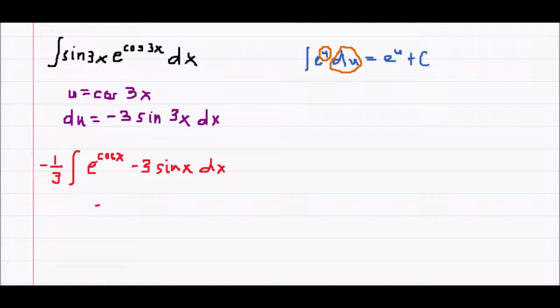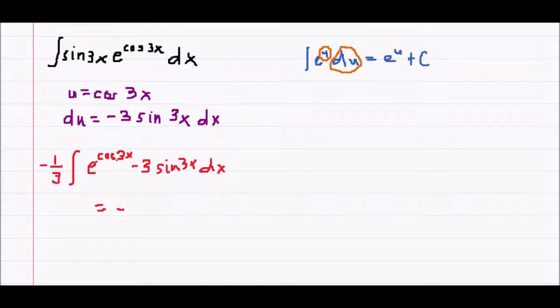Our formula is the integral of e to the u du equals e to the u plus c. So we could now substitute our u into this formula. What is our u? Our u is cosine 3x. I forgot to put cosine 3x. Okay, so let's just correct that. So this is cosine 3x, and this is sine 3x.